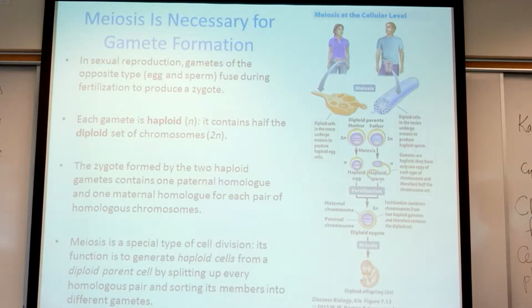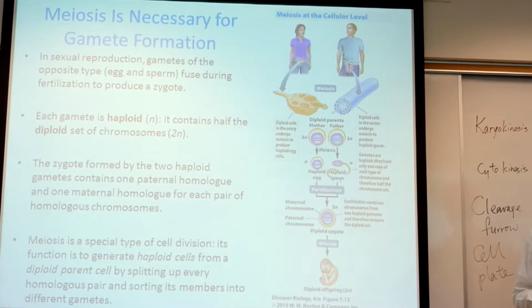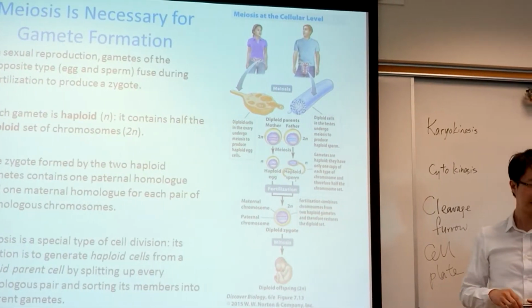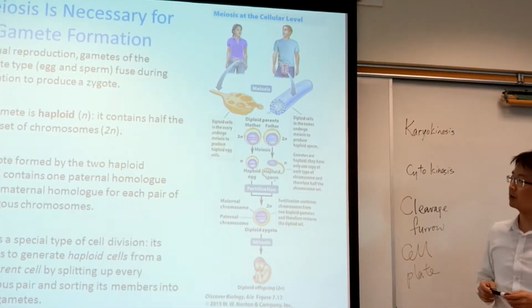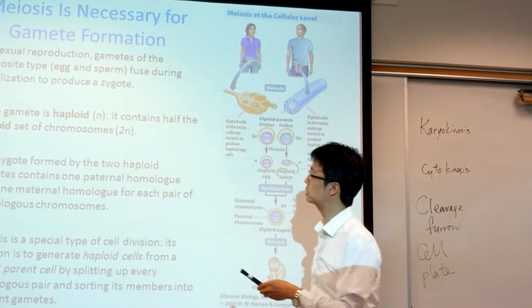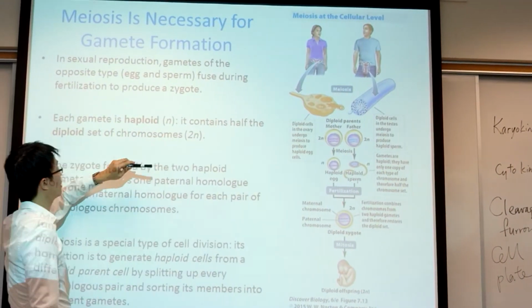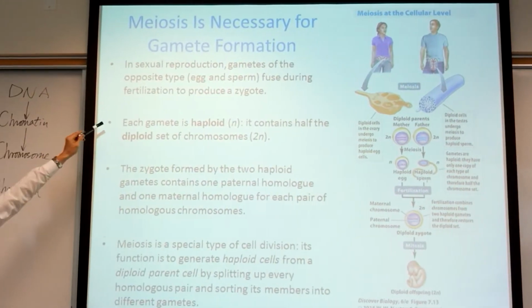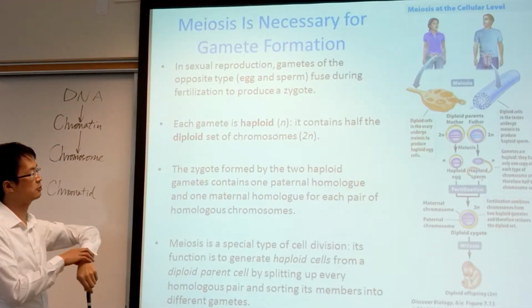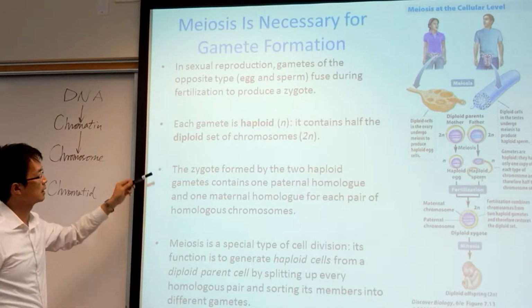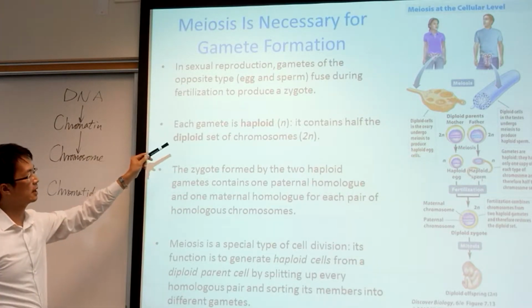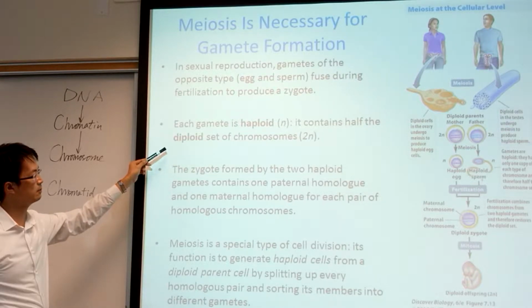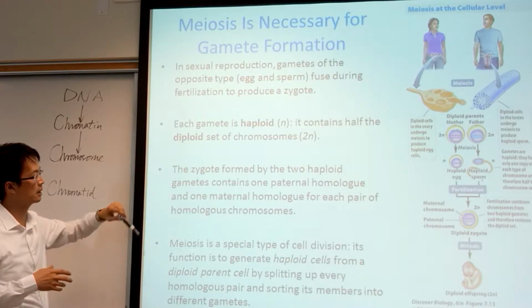Meiosis. Now we finish mitosis. There's a reason we talk about mitosis first, because half of meiosis is exactly the same as mitosis. Now we start with meiosis. How is meiosis important? Well, we use meiosis to make egg and sperm. And fertilization, that means the combination of egg and sperm, they form zygote. Each gamete is haploid, 1N, and after they fertilize and become zygote, they become 2N.